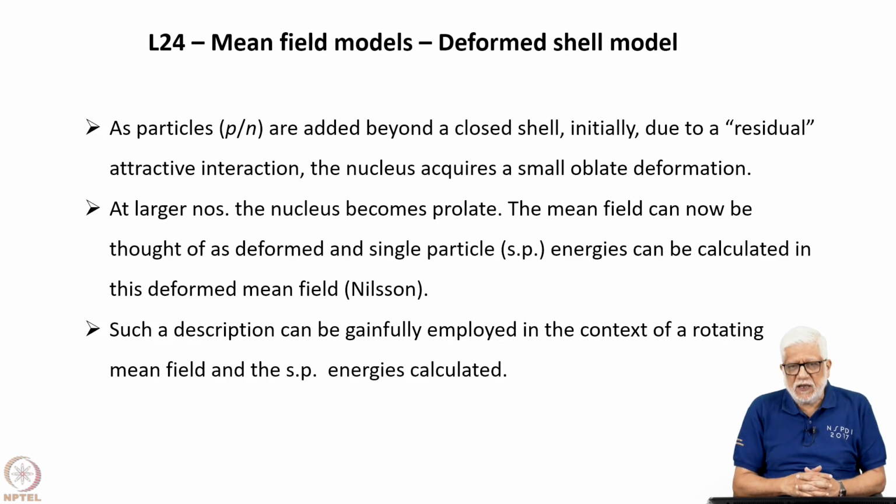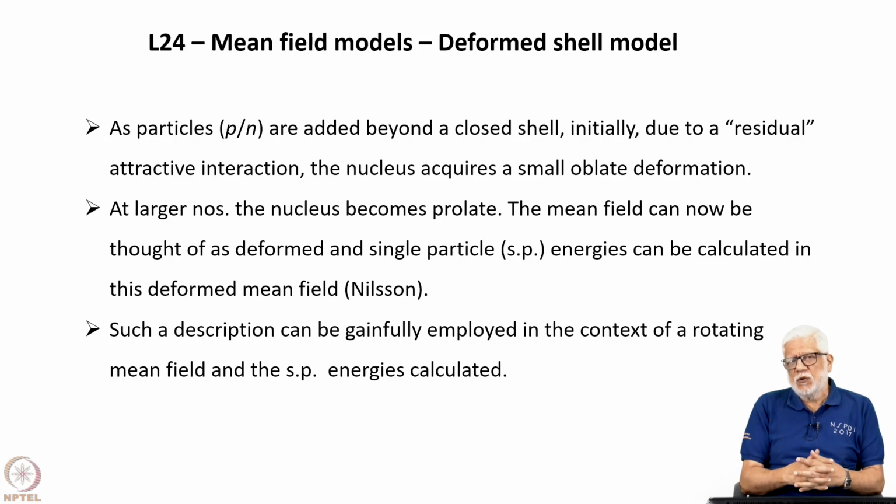There is a price to pay for that: the single particle angular momentum is not conserved, only its projection along the symmetry axis is conserved. Why do I say symmetry axis? Because the kind of deformations that we get are usually of the quadrupole type, and there is a symmetry axis corresponding to this quadrupole deformation. Now, this approach was of course put forth by Bohr and Mottelson, but the actual calculation of single particle energies in a deformed mean field was done by Nilsson.